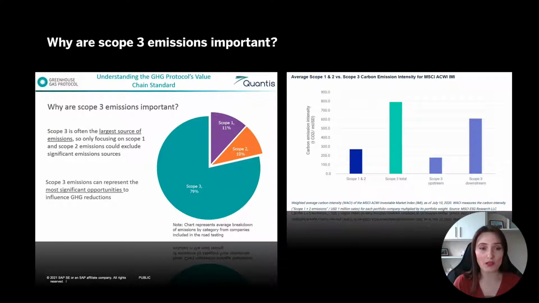But why are these Scope 3 emissions that important? They are very important because basically we have seen through measurements which are produced by the Greenhouse Gas Protocol that these are often the largest source of emissions. So only focusing on Scope 1 and 2 is not enough. They are not the most significant ones. You can see here there are in general around 80% of the other scope 1 and 2. And we can also see that most of the times the downstream ones are usually larger in this example.